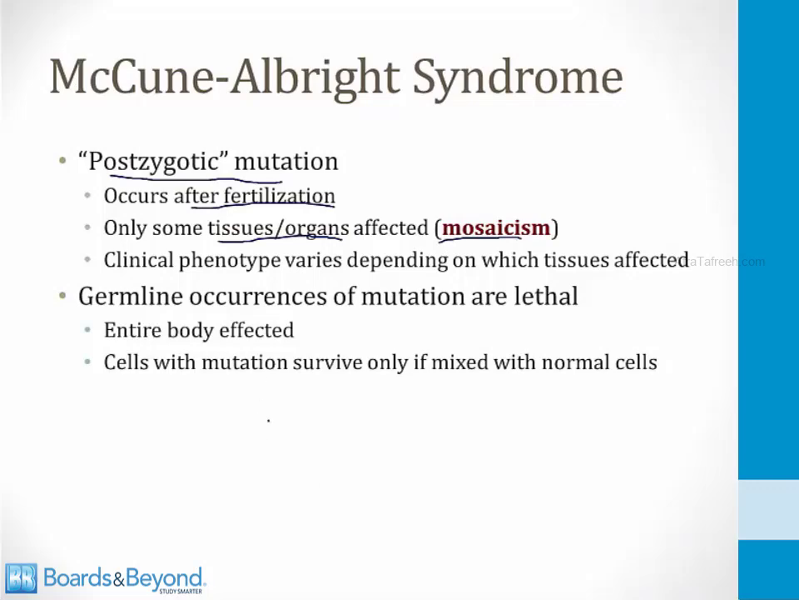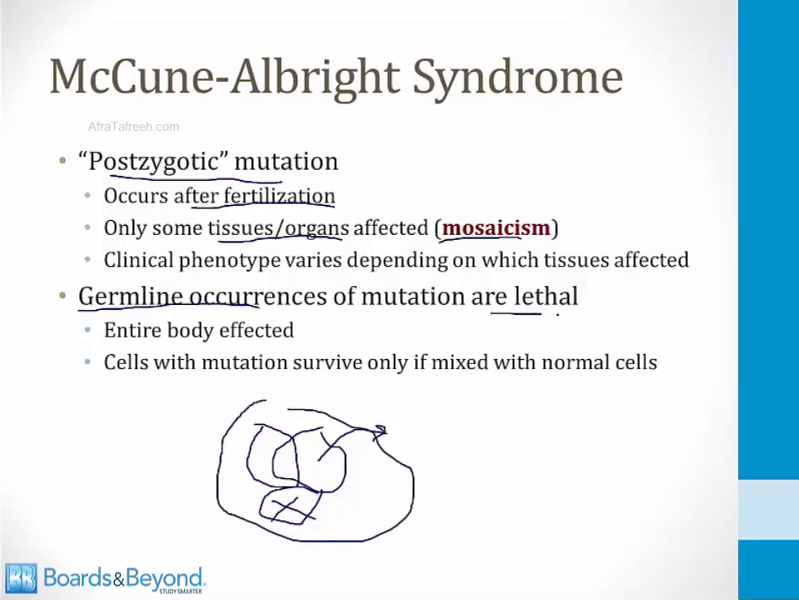So to understand this, just imagine that you have a developing fetus and it's got a number of different cells here, and one of them develops this mutation. All the daughter cells of this mutated cell will have the McCune-Albright syndrome genetic mutation, but the daughter cells of these other cells will not have the mutation, and therefore the child will develop as a mosaic of genetically modified cells, some being normal, some having the mutation. If there happens to be a germline mutation that leads to the McCune-Albright genetic mutation in all of the cells, that is a lethal condition.